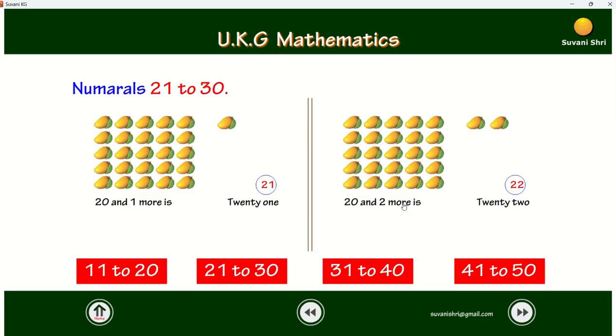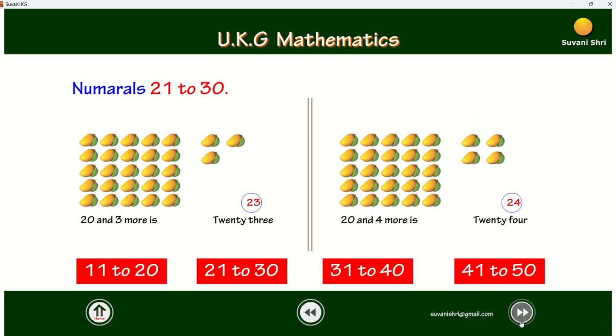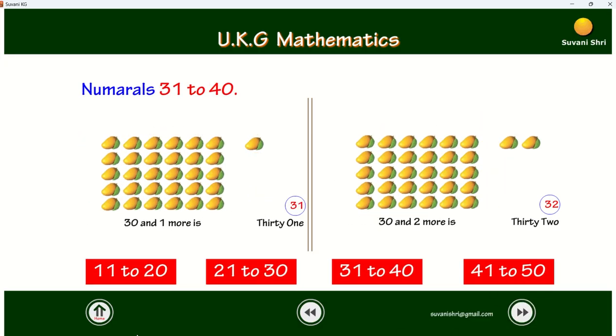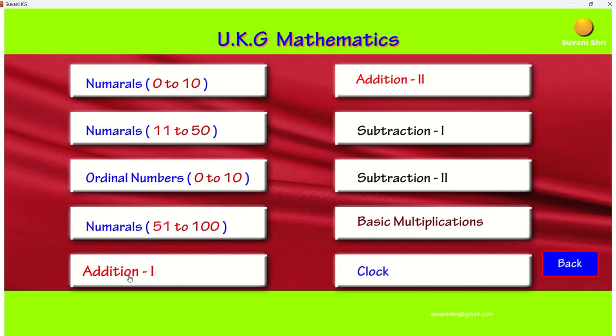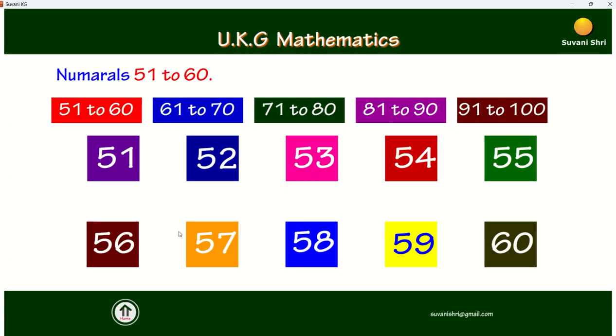Twenty and one more is 21. 20 and two more is 22. 52, 53, 54.